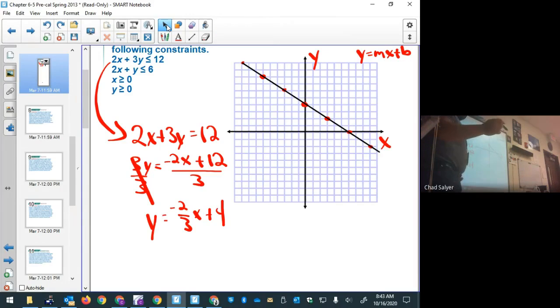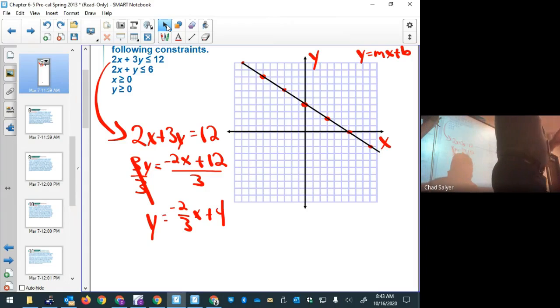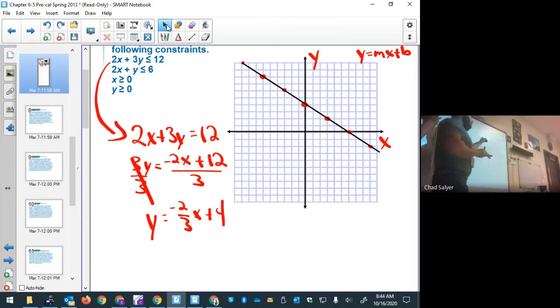Now we're going to choose a test point. In other words, it's either this side or that side. Do you see what I mean? We're going to pick a point in one of those regions and test it to see which one satisfies the inequality, in other words, makes it true. So the origin is almost always your best choice. The only reason you couldn't choose the origin is if the boundary ran through it. So as long as the origin's not on the boundary, we'll choose that.